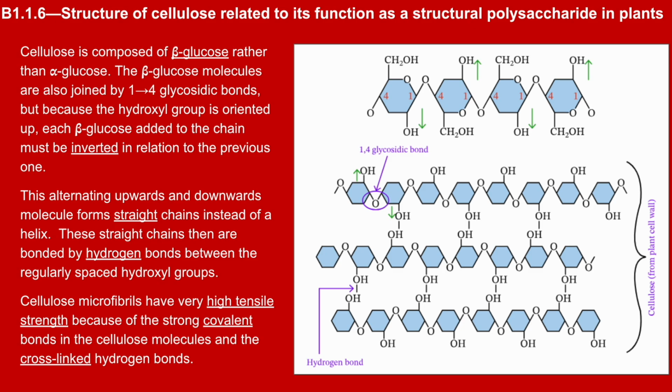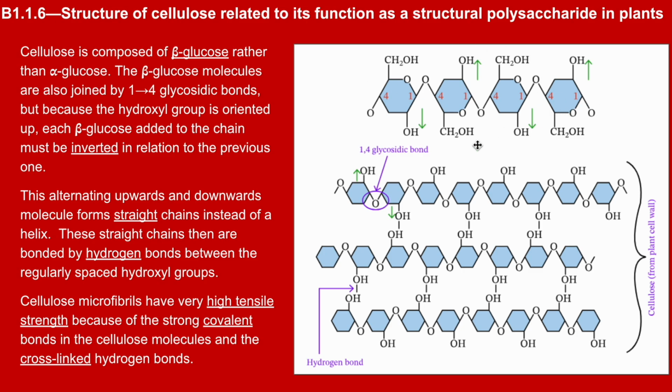Now let's compare that to cellulose. Cellulose is made up of chains of glucose, but these are beta glucose. Remember, beta glucose follows the pattern where the OH group goes up on carbon 1. So what that means is when they form these 1,4 glycosidic bonds, every other one is inverted. So it's up, down, up, down, up, down of the entire glucose molecule.